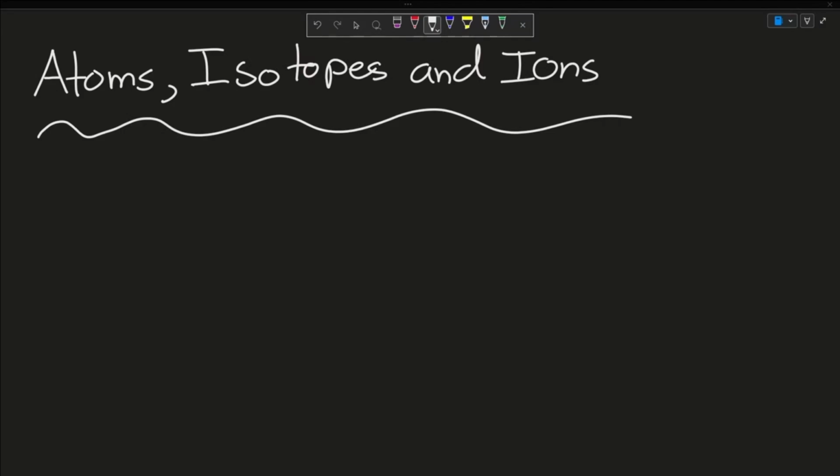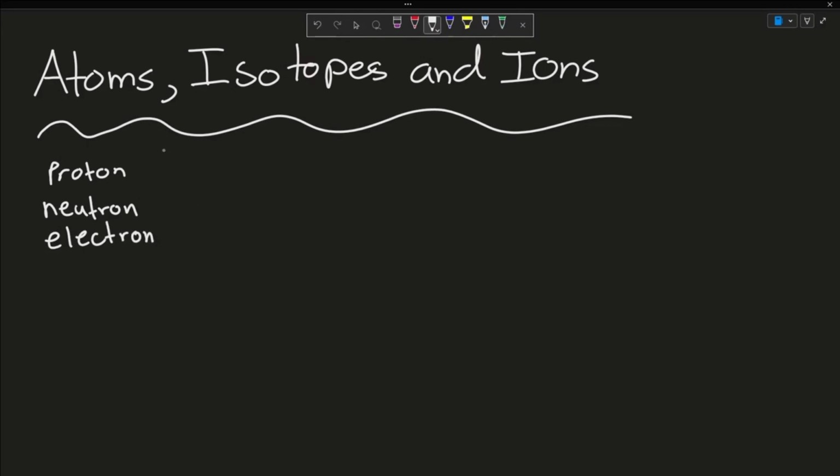So, we should probably already know what an atom is. An atom is an extremely small piece of matter that cannot be divided further without losing its chemical identity. What we need to know is that the atom consists of three types of subatomic particles: the proton, the neutron, and the electron.